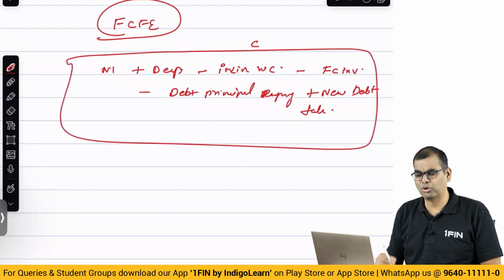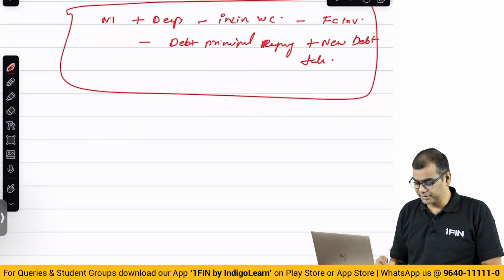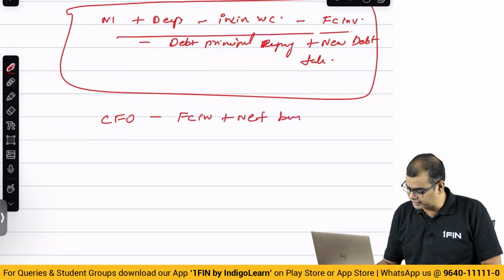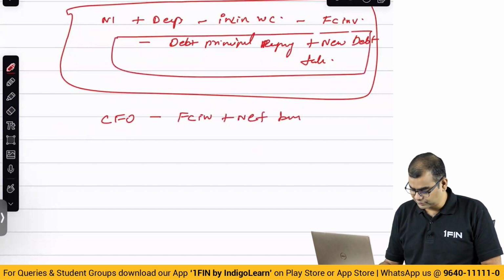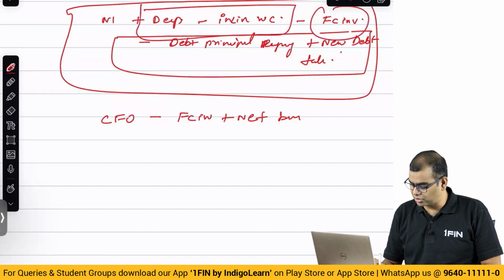Now you are going to learn more about this in depth in level 2. We have not covered this so much in level 1 with respect to questions, but this is the formula. This can also be computed as cash flow from operations minus fixed capital investment plus net borrowing. Borrowing minus repayments is net borrowing, new debt raised is borrowing, right? And this is fixed capital investment. These two are not part of cash flow from operations.